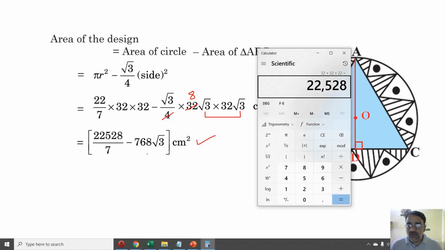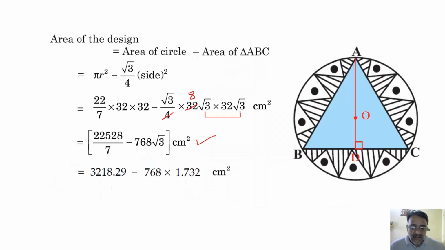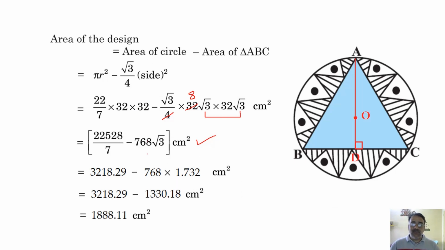When you divide 22,528 by 7, you will get 3,218.29 approximately, and the value of root 3 is 1.732 into 768. You will get 1,330.18 approximately. So finally we'll get 1,888.11 centimeter square. थोड़ा सा कैलकुलेशन है. Okay, so बुक में ये वाला आंसर दिया है. This answer is given in NCERT book. Okay, any doubt in this question?